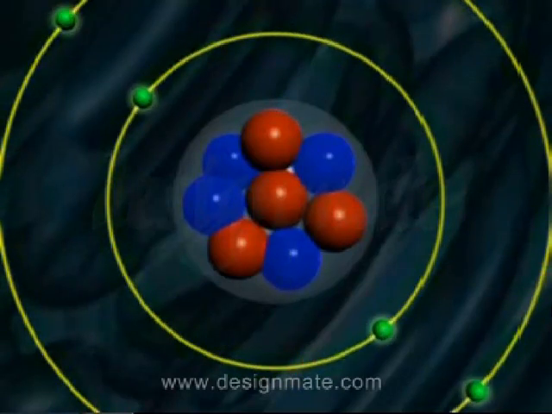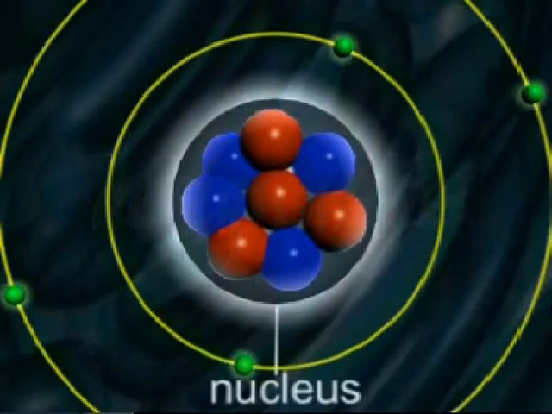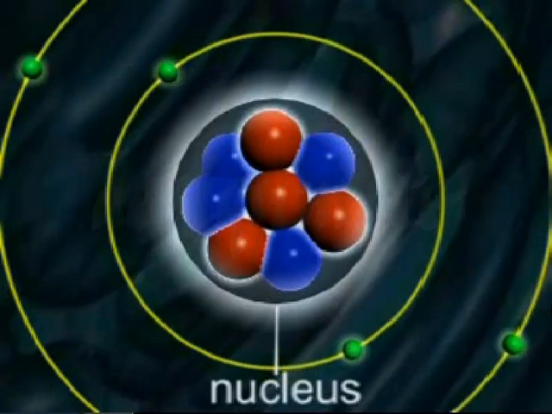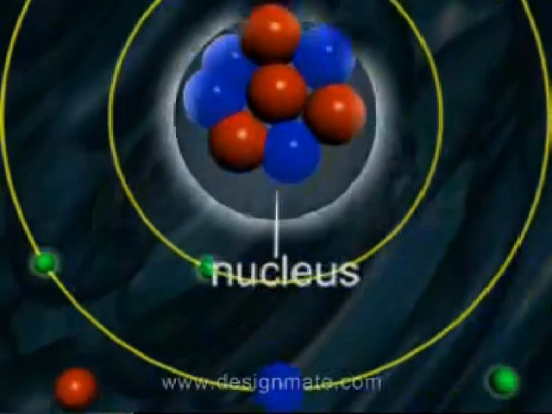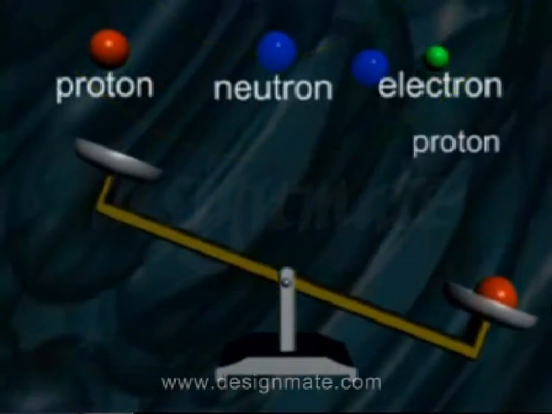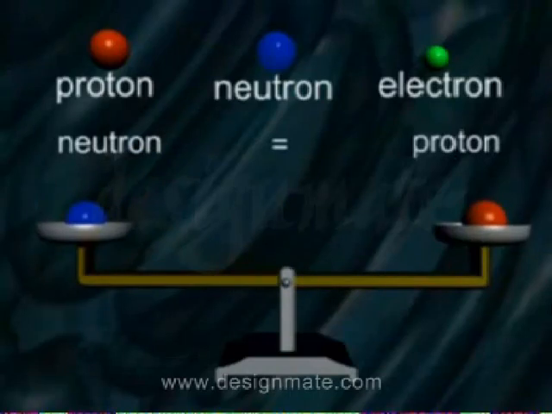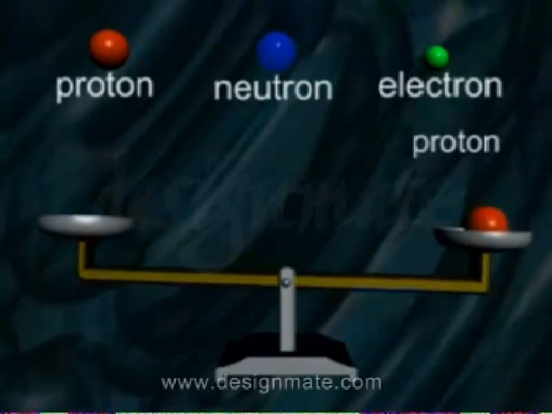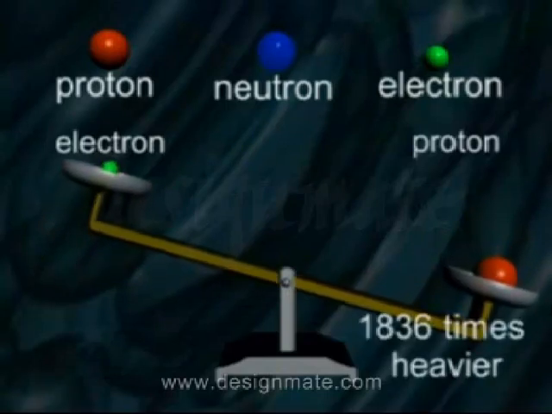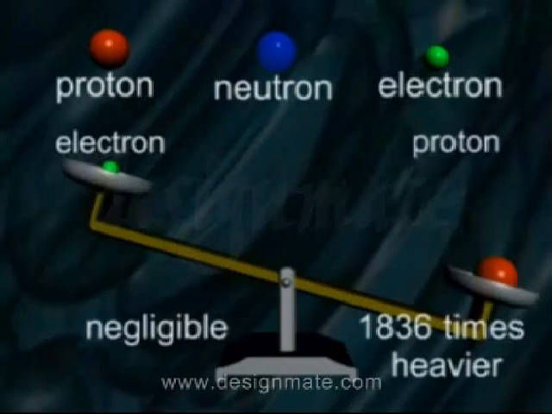The positively charged center of the atom is called the nucleus. The neutrons and protons are present in the nucleus of the atom. The mass of the proton and neutron are nearly equal. The mass of a proton is nearly 1836 times the mass of an electron. Thus, the mass of an electron is almost negligible as compared to the mass of a proton.